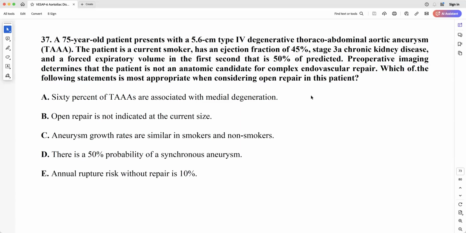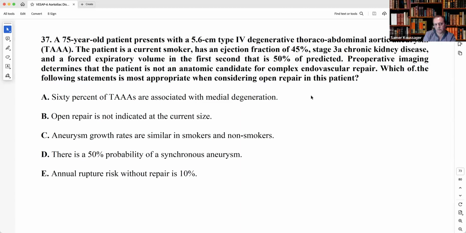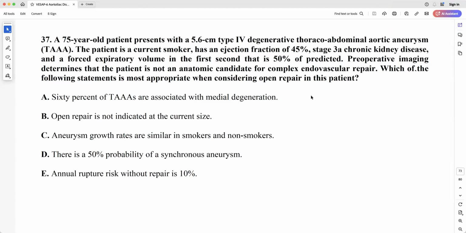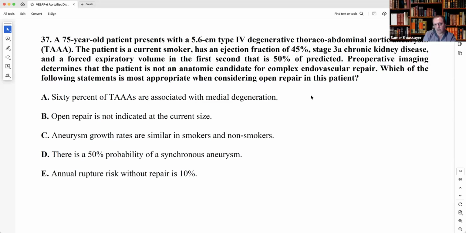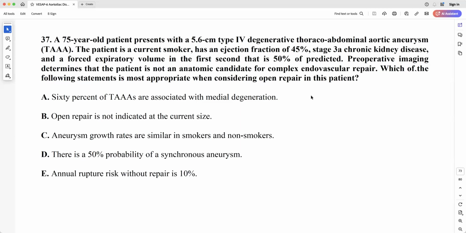Okay. Aneurysmal growth rates are similar in smokers and non-smokers. No, it is more in smokers. There is a 50% probability of synchronous aneurysm. We mentioned before that if you have an aneurysm in the aorta, the chance of an aneurysm in another part of the aorta is only 10 to 15%, right? So this is wrong. And the annual rupture risk without repair is 10%. It is less than 10 for 5.6.